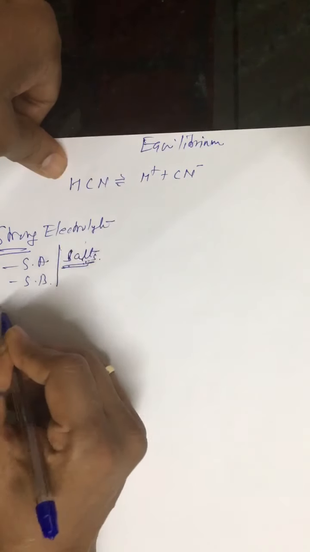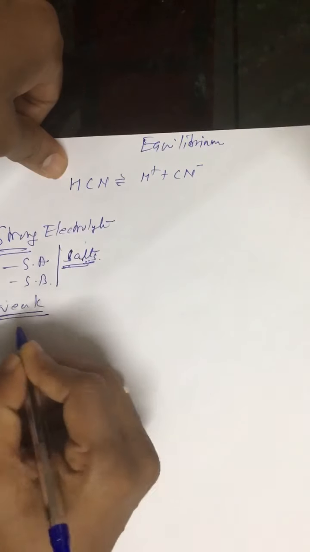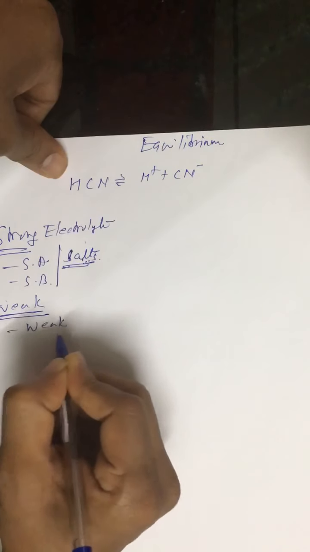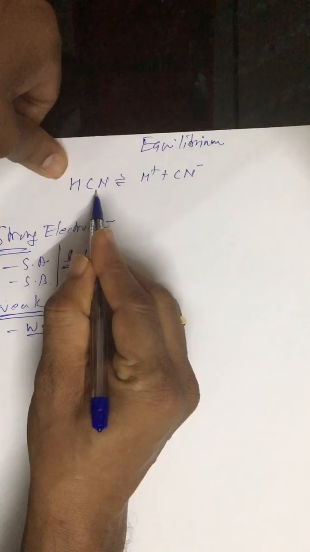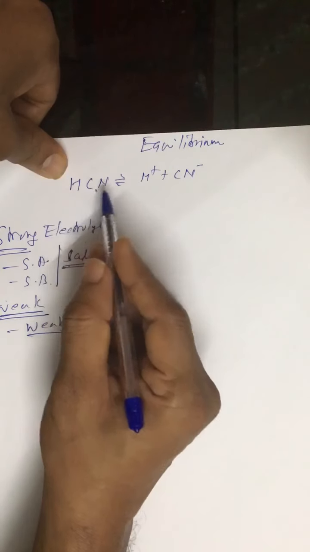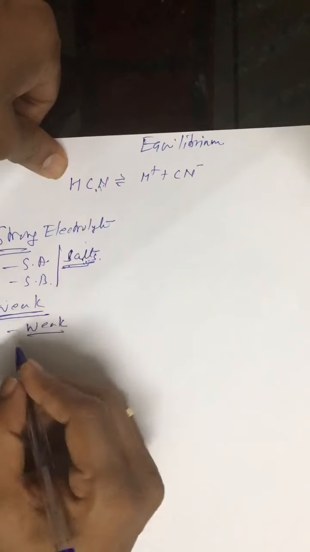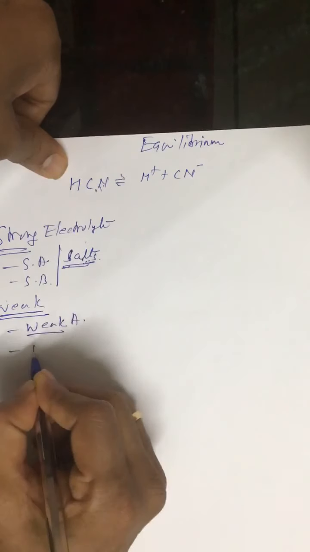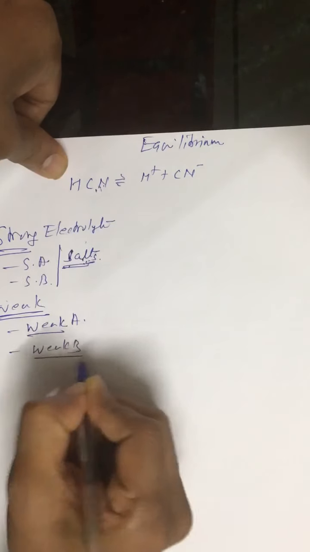So what are weak electrolytes? Weak electrolytes are all weak acids like HCN. I did not mention this HCN in the list of strong acids, so it is a weak acid. So all weak acids and all weak bases are weak electrolytes.